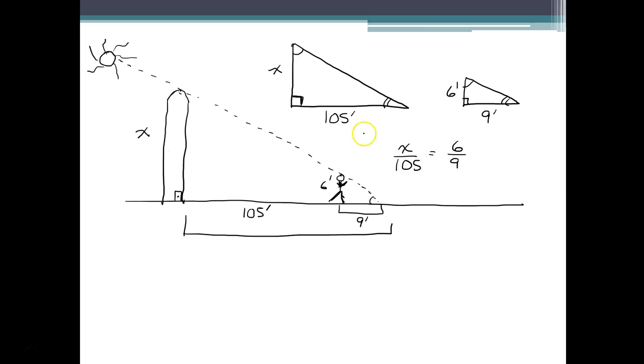Like in this one, what I'm doing is I'm doing height of silo over shadow of silo equals height of Steve over shadow of Steve. So I did height over shadow, silo is one ratio, Steve's the other. Cross multiply. And you get the x equals 70. So apparently this silo is 70 feet tall. And that's how you do it.